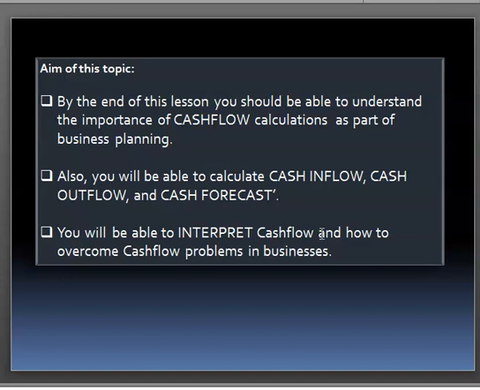So let me recap. The aim of today's topic is that by the end of this lesson, you should be able to understand the importance of cash flow calculations as part of business planning. Also, you will be able to calculate cash inflow, cash outflow, and cash forecast. I want you to underline the word inflow.